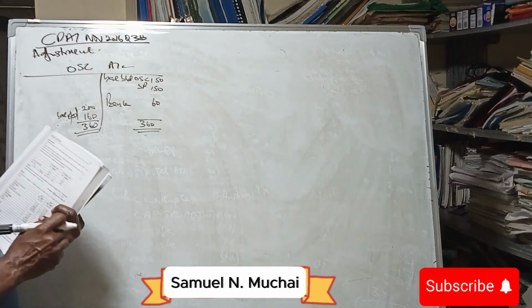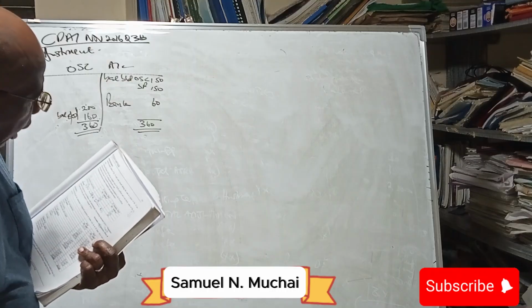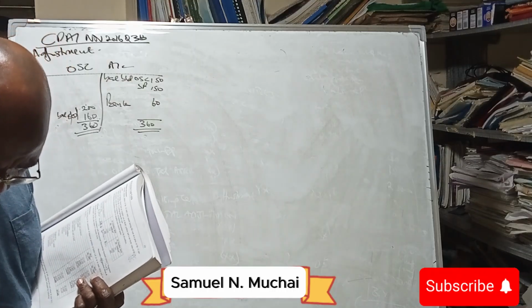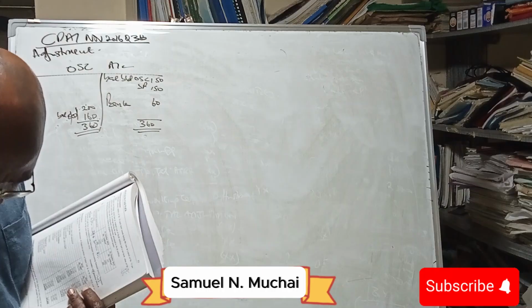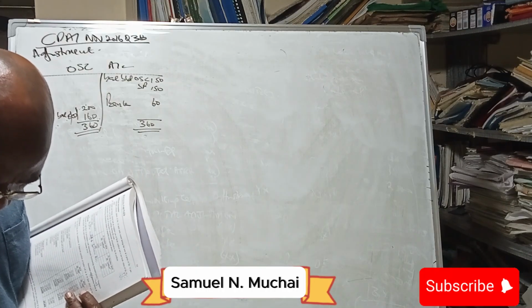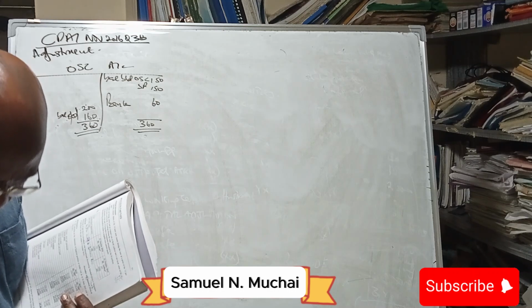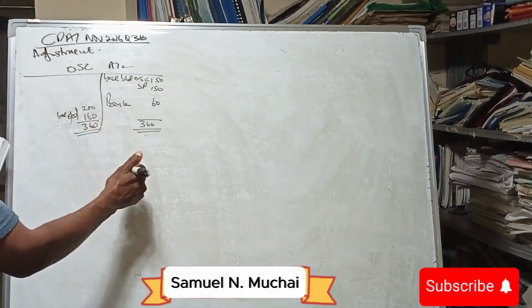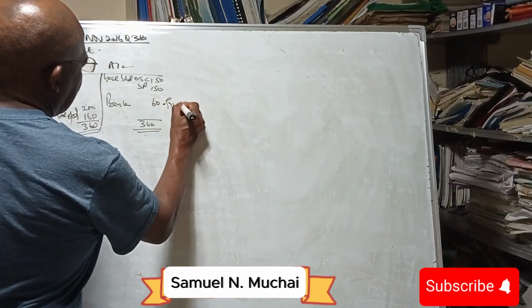We are being told additional information number 1. We are issuing 5,000 shares at 12 shillings each, and therefore they are giving us 60 million. And this is financing activity.